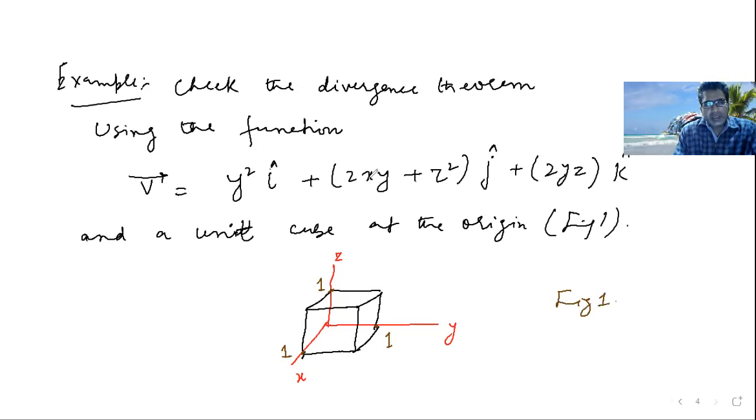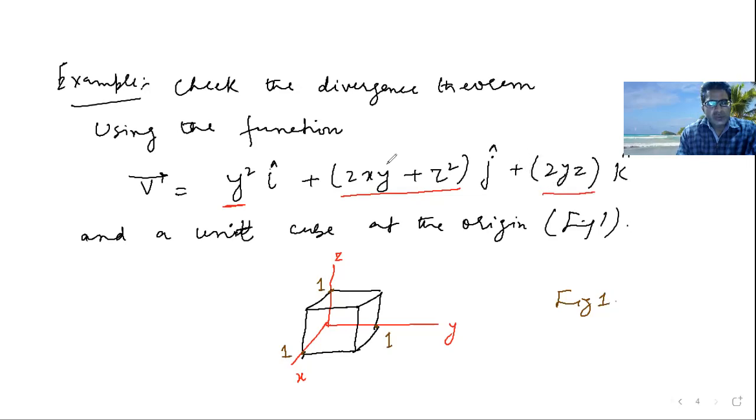Question says check the divergence theorem using the function v is equal to y square i cap plus (2xy plus z square) j cap plus 2yz k cap. So I am given a vector field. This is x component of the vector field, this is y component of the vector field, and this is z component of the vector field.